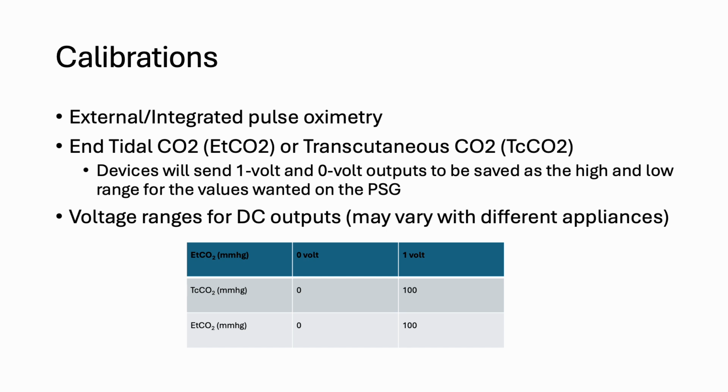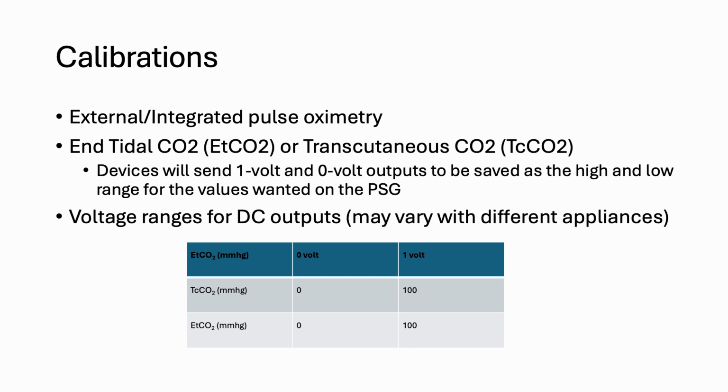Calibration involves assigning a voltage range to the maximum and minimum measurement values. Follow the manufacturer instructions to output 0 volts from the device and assign the 0 value on the PSG system. You are connecting the dots between what this device is saying is 0 versus what your computer is saying is 0. You're synchronizing your watches, so to speak.